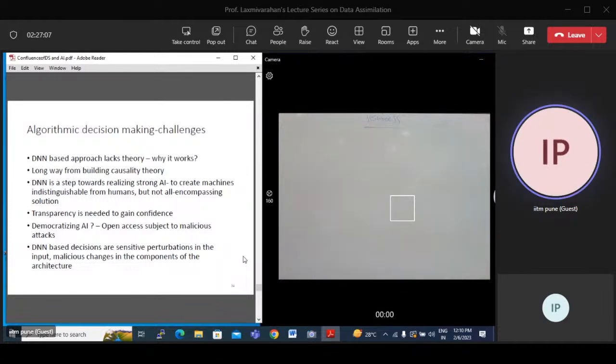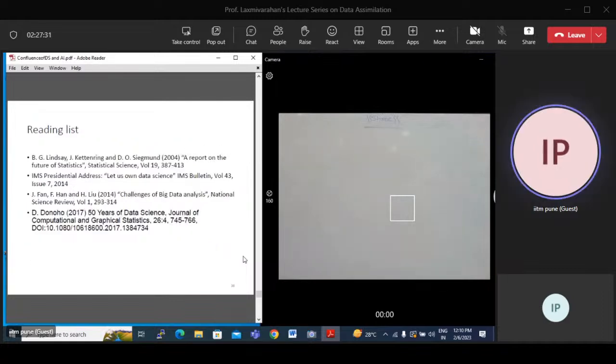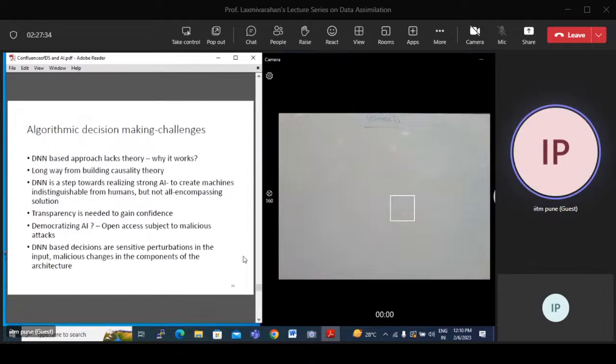And more, deep neural network-based decisions are very sensitive to perturbations in the input, to malicious changes. If one person changes one weight in the deep neural network, things are going to go haywire. So they're very sensitive to malicious attacks. So with that, I would like to bring forth the need for automating decisions based on an algorithmic decision process, making it transparent, making it democratic, and at the same time being able to ensure the integrity of the process. These are some of the challenges that the AI community is now trying to contend with.